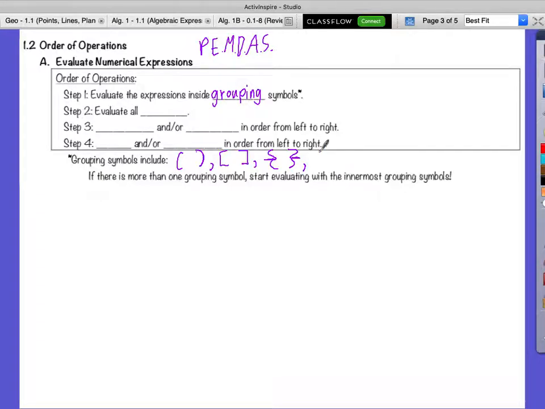Okay, so what do we call these? Absolute value. Yes, okay, that's another type. So those are all different types of grouping symbols. Great, okay? So hey, after we do step one, evaluating anything inside grouping symbols, step two is evaluate all, what's E? What's E? Exponents. Evaluate all exponents.